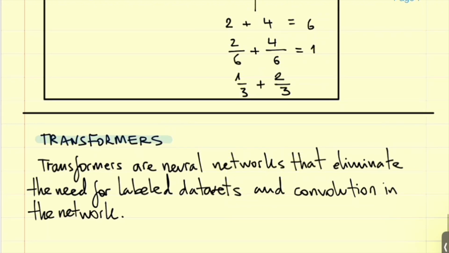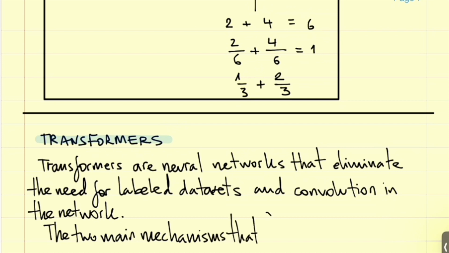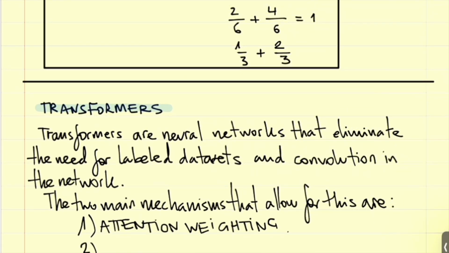The two main mechanisms that allow for this are one, attention weighting, and two, feed-forward networks, or FFN.